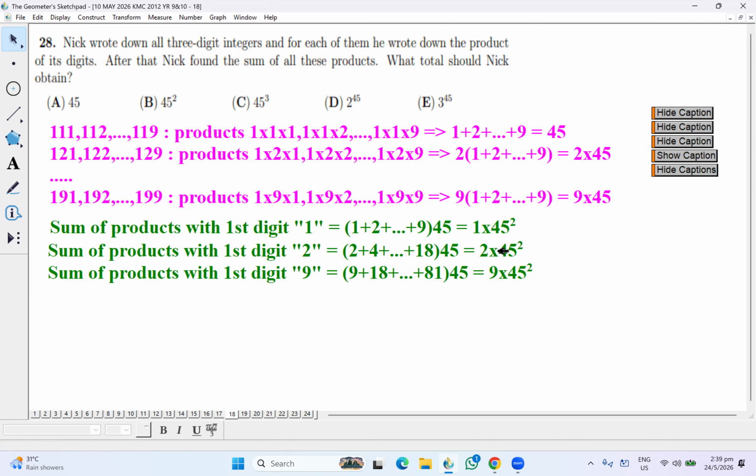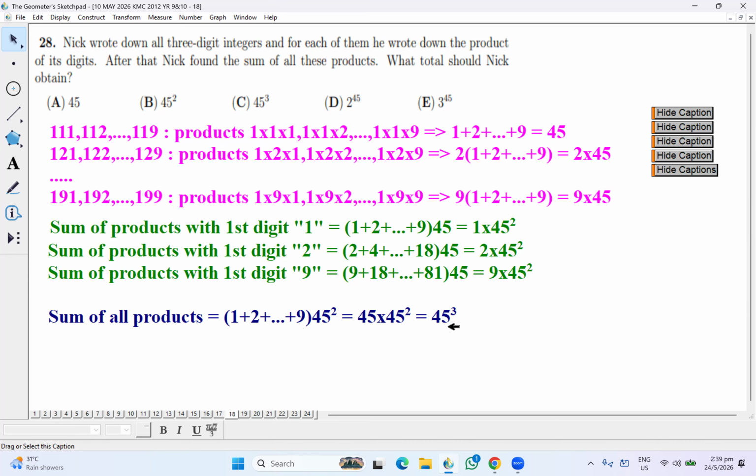So you add up for all. So again, 45 times 45 square. 1 to 9, 45 square. So 45 times 45 square. 45 cube.